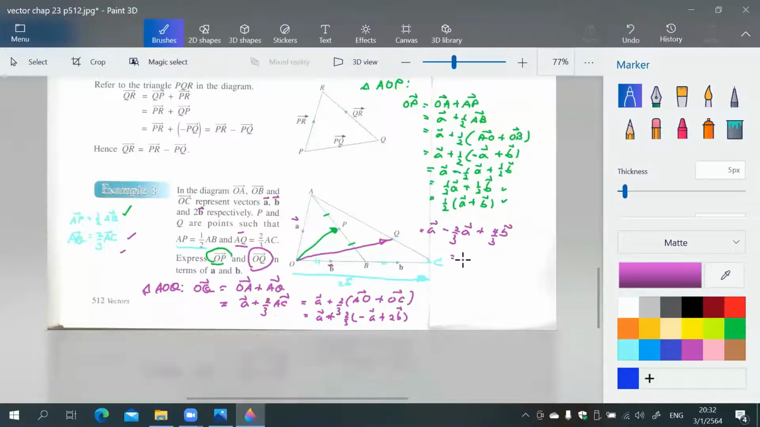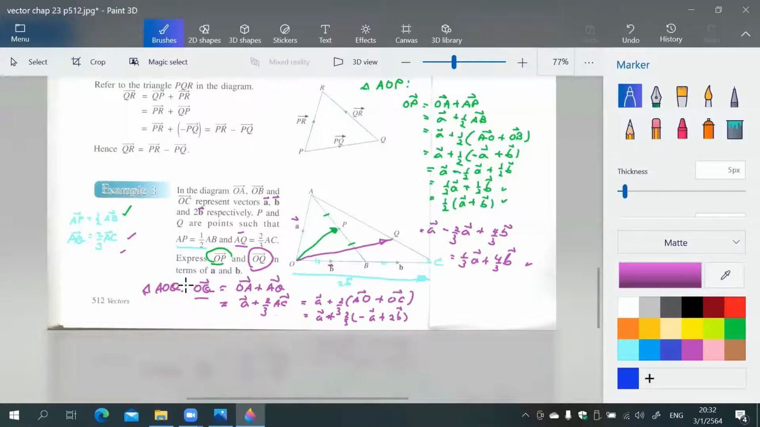Then take the common vector A out. This one can combine, so it becomes 3 minus 2. So we are left with 1 over 3 vector A plus 4 over 3 vector B. That's the final answer for OQ. So this is the answer. Now we finish this example.